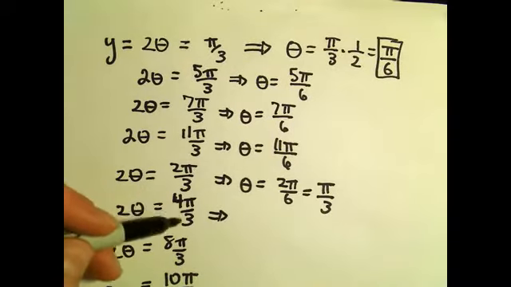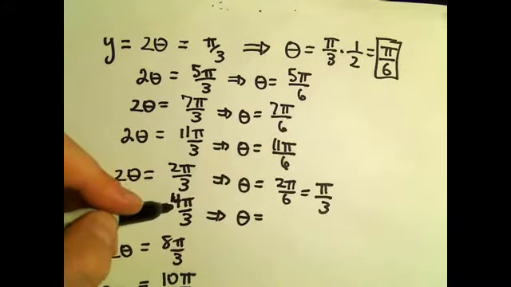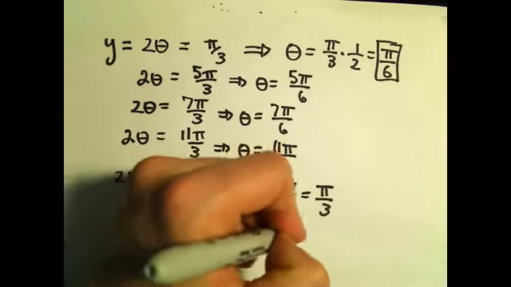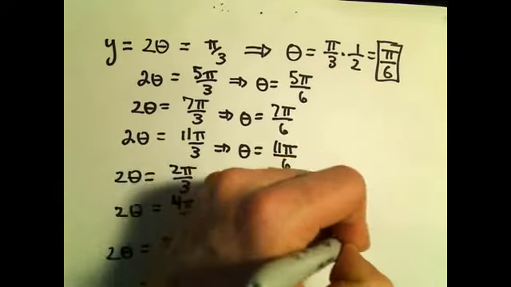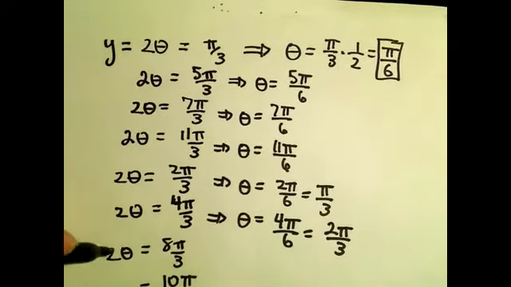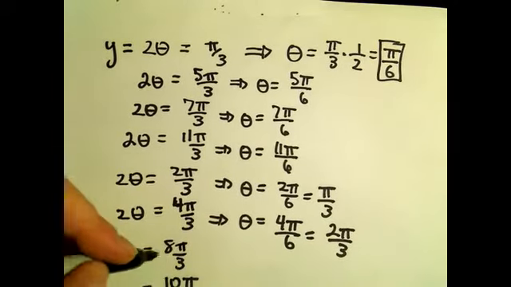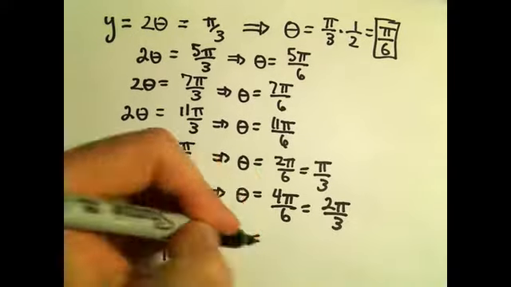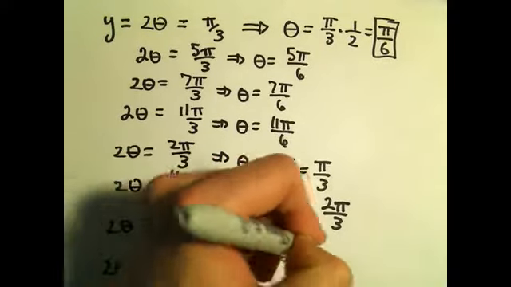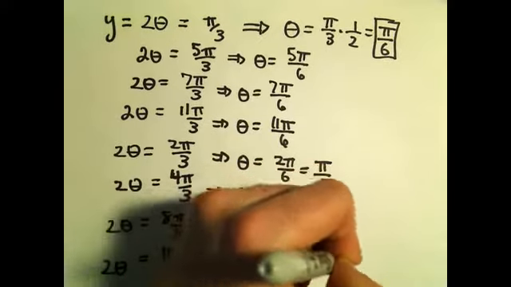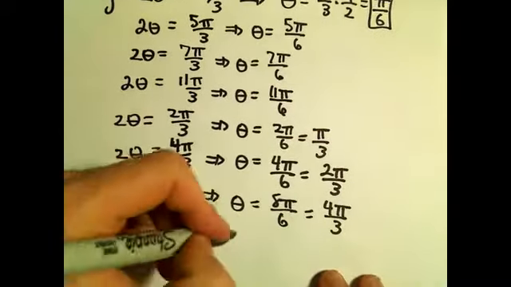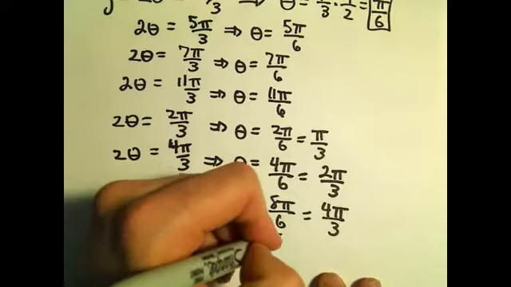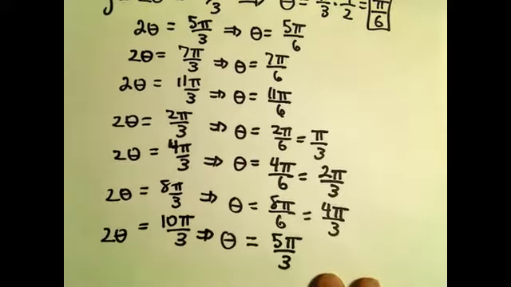If we multiply 4 pi over 3 by 1/2, we would get 4 pi over 6, or equivalently, that would reduce to just 2 pi over 3. Let's see, getting a little closer, 8 pi over 3, if we multiply both sides by 1/2, we'll get 8 pi over 6, which would reduce to 4 pi over 3. Last but not least, we're having fun. Multiply both sides by 1/2, and we'll get 5 pi over 3 after simplifying.